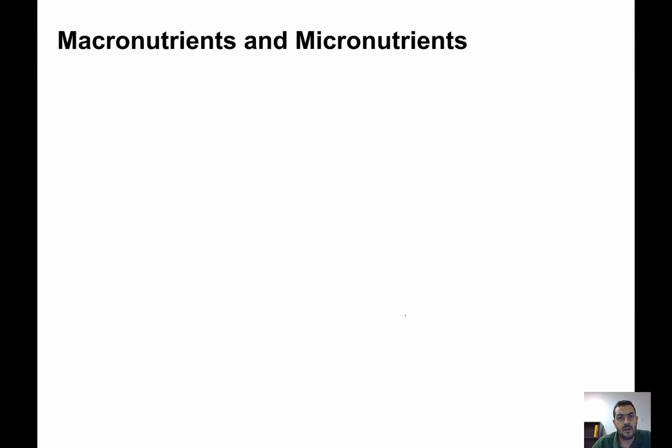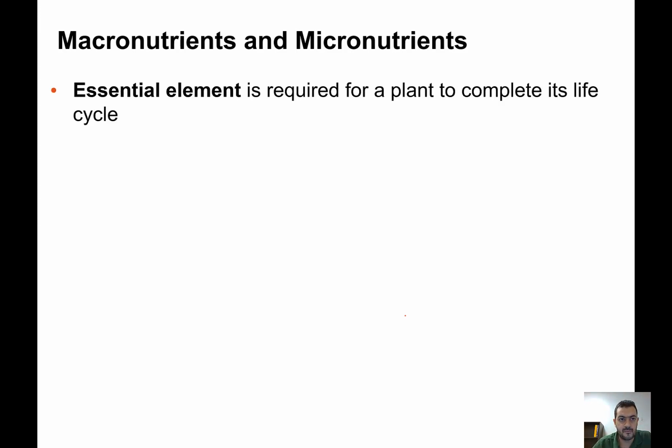So let's finish this part about the nutrients present in the soil by showing the macro and the micronutrients. So let's start first with terminology. Essential element. So an essential element can be defined as an element that is required for the plant to complete its life cycle.